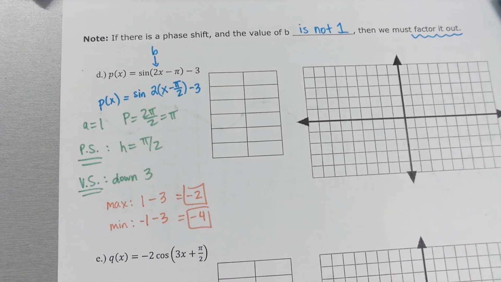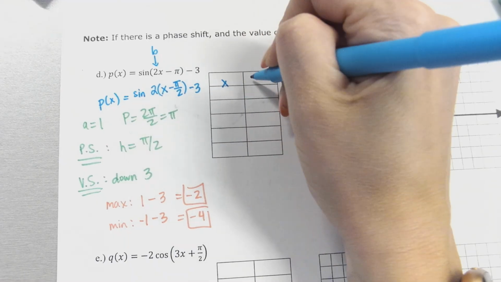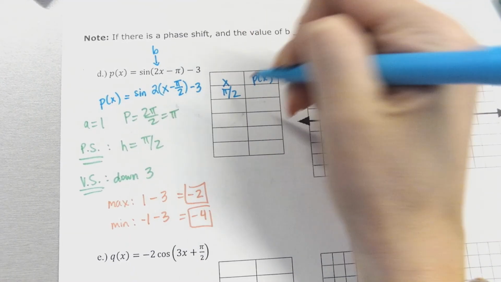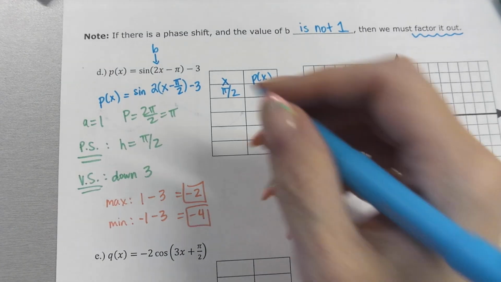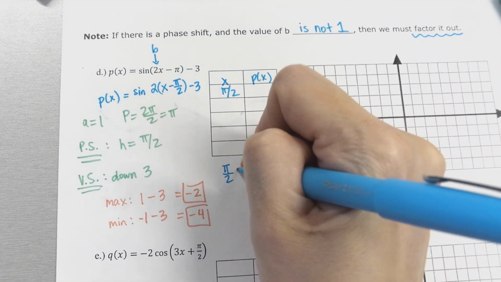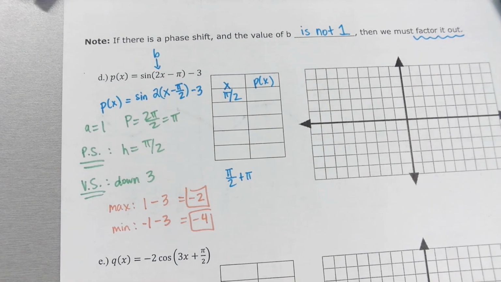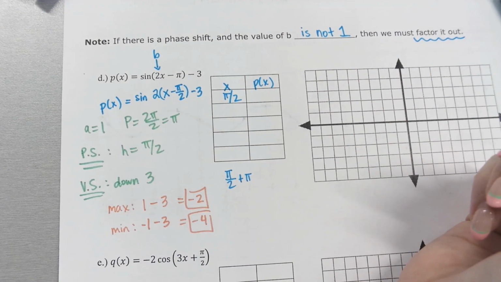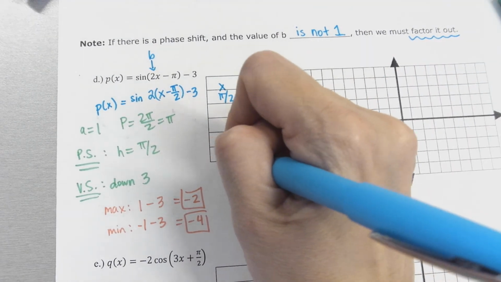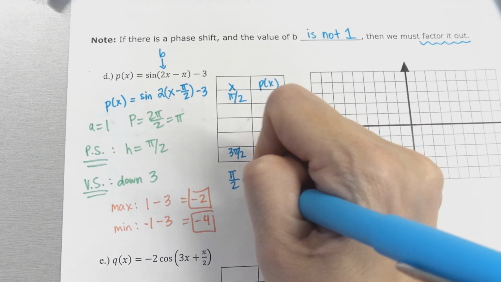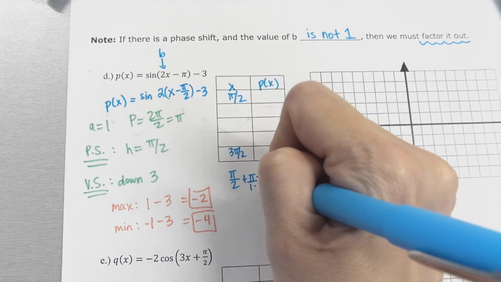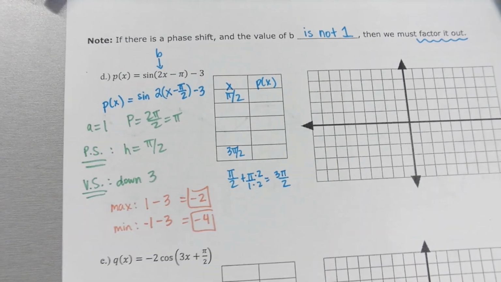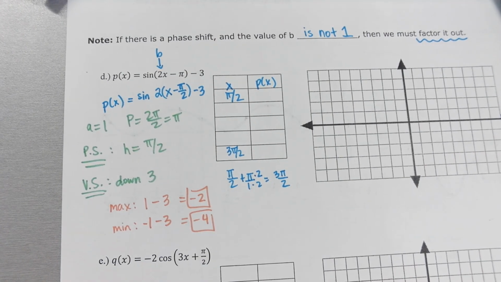Okay, so just like we've done many times before, we're going to put our key values here. So we always start with h. So we're starting with pi over 2. Okay, we're going to do h plus the period. So pi over 2 plus pi is 3 pi over 2. And again, feel free to get a common denominator if you like that the best. It is 1/2 plus 1, so that's 3/2.